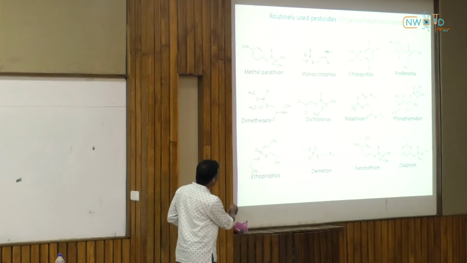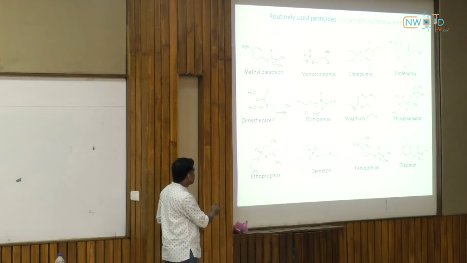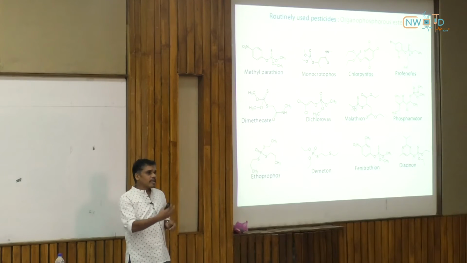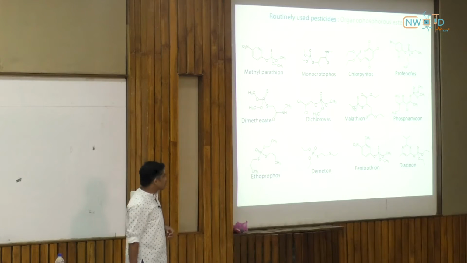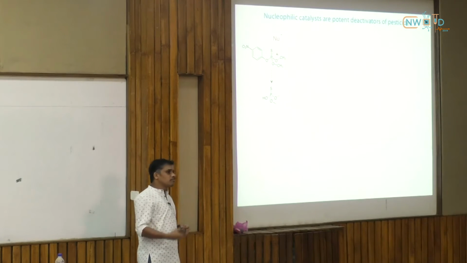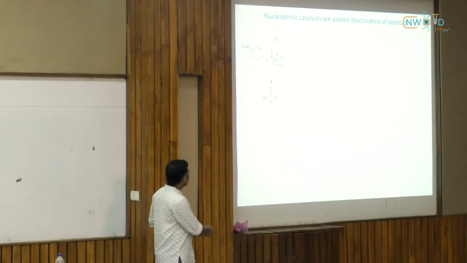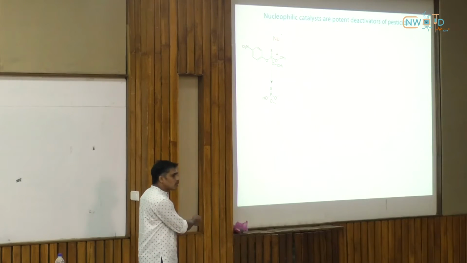These are all activated organophosphate esters. They have a very good leaving group. That's how they are super reactive. They can go and bind to the acetylcholinesterase. So our idea is, can we use a simple nucleophile-mediated hydrolysis to break down this pesticide before it enters into the skin.